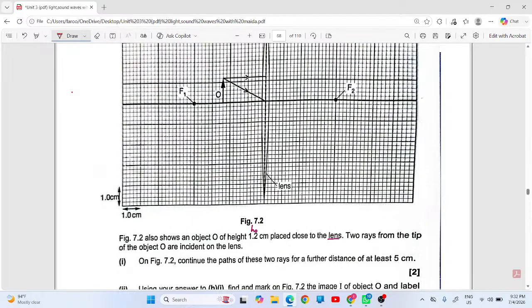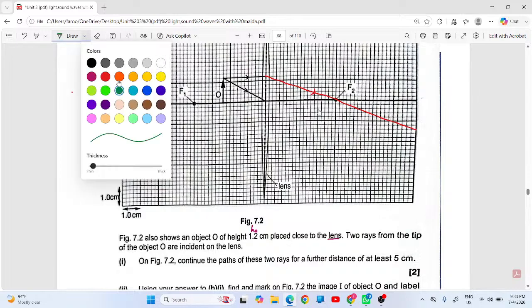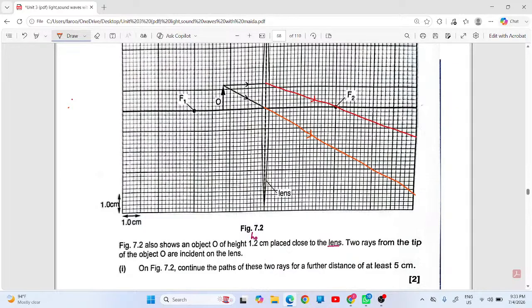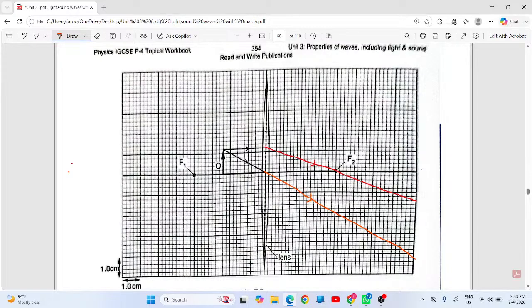तो हमें पता है the ray which is parallel to the principal axis will pass through focus. तो यहाँ से हम इसको focus से pass करेंगे. And the second ray is incident on the optical center, so it will go straight without any deviation. ये दोनों तो आपने याद रख लेने हैं. If it is parallel, it will pass through focus. If it is falling on the optical center, it will go straight.